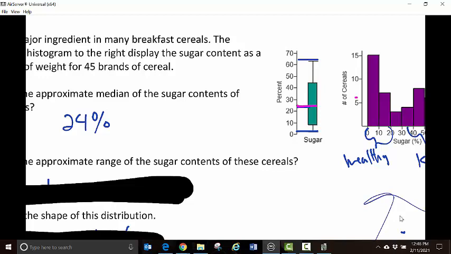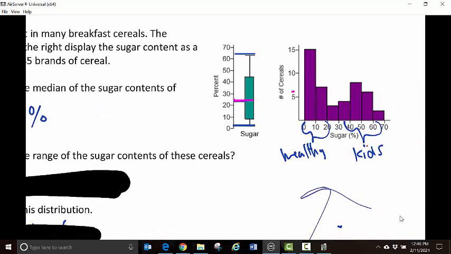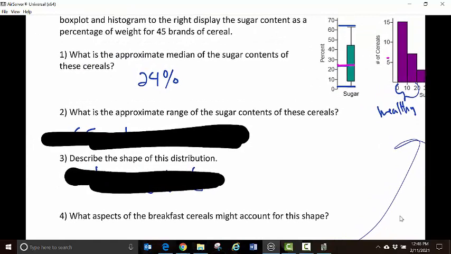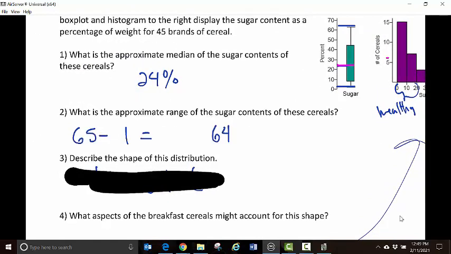You don't want to try to get a median from the histogram. Sometimes you can, but this data is interesting. Okay, your median would have ended up being in here. It's hard to tell. Okay, what is the approximate range of sugar contents in these cereals? Well, the range is the highest minus the lowest, and I happen to have the data. The highest was 65, the lowest was 1 gram, so 64.